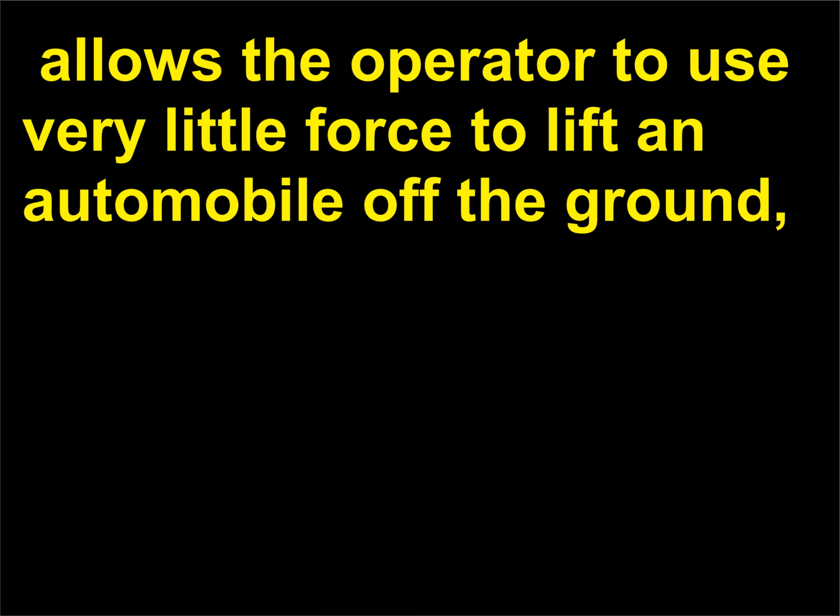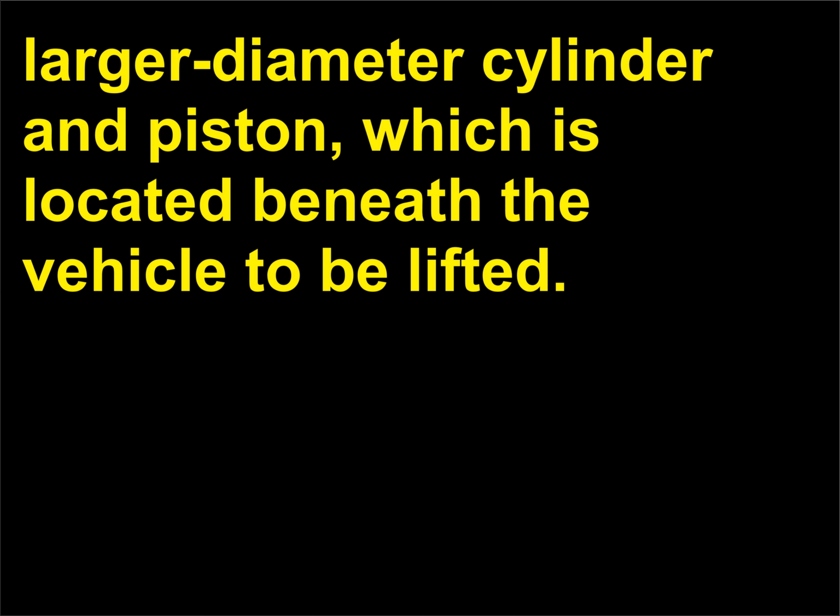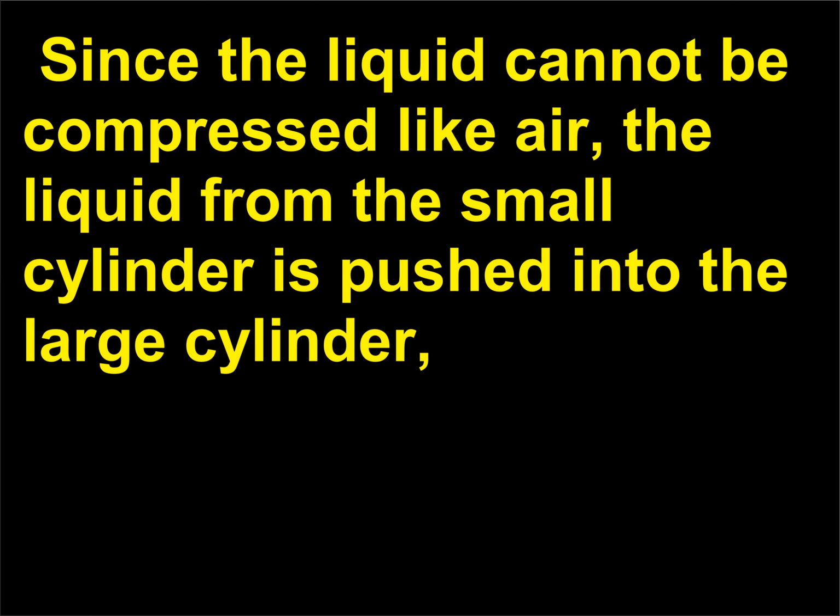An automobile lift, used in many automotive repair shops, allows the operator to use very little force to lift an automobile off the ground. By pushing liquid from a small diameter cylinder and piston through a thin tube that expands into a larger diameter cylinder and piston, which is located beneath the vehicle to be lifted. Since the liquid cannot be compressed like air, the liquid from the small cylinder is pushed into the large cylinder, forcing the large piston to move upward.